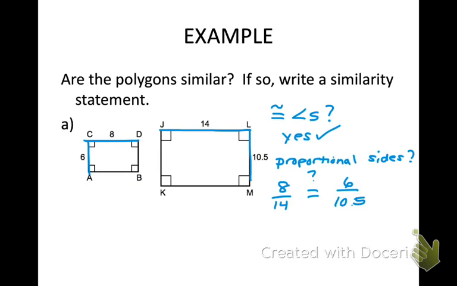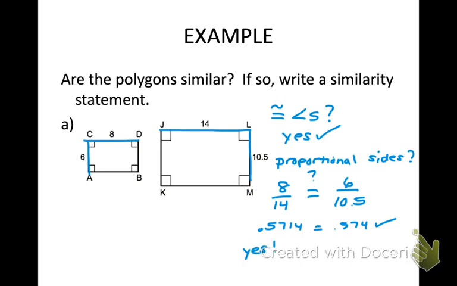So there's 2 ways we can do it. Probably the easiest way would just be to divide them. So if I do 8 divided by 14, I get the decimal of 0.5714 and some change. If I do 6 divided by 10.5, I get 0.5714 and some change. So they are equal. So I would say yes.